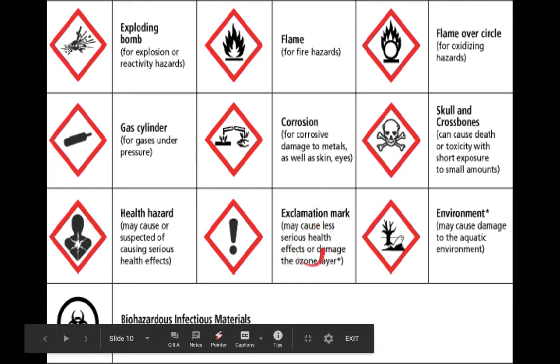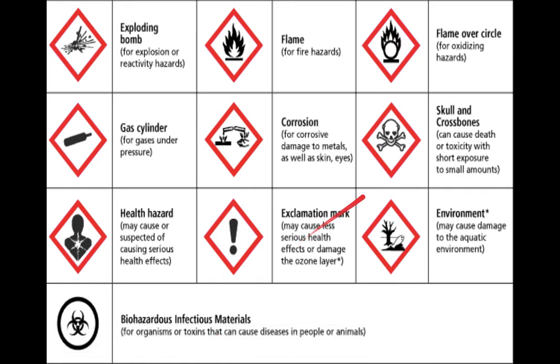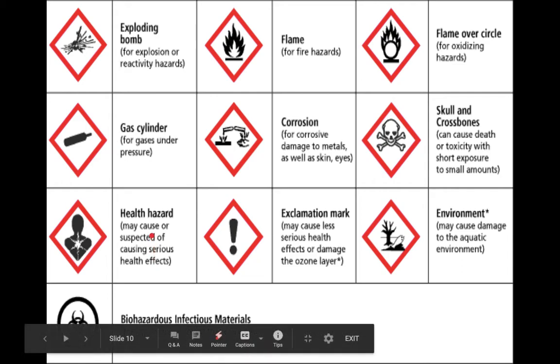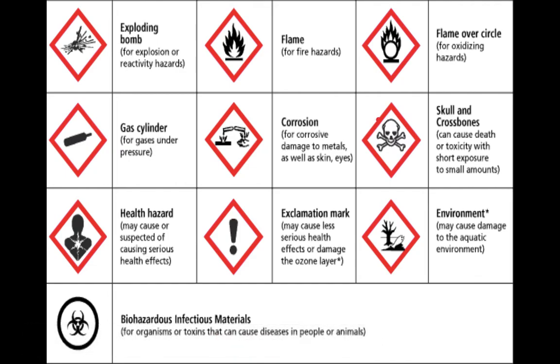Okay, this is what they've decided to do. These are for toxic things. These will cause you problems with long exposures. Health hazards may cause or are suspected of causing serious health effects. So serious, less serious. Now we have three levels of effects, from most to least: skull and crossbones most, health hazard second, exclamation third. If it's hazardous to the environment and we shouldn't put it down a sink or on the ground, then it'll have this symbol.